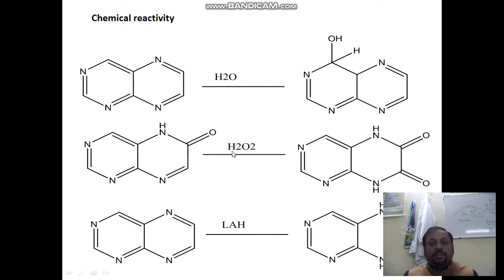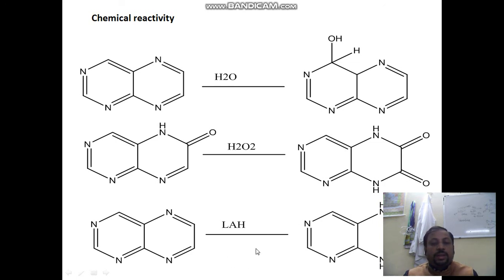So when the amide is treated with, we can say, hydrogen peroxide, this part also gets oxidized, this carbon also gets oxidized to form the diamide type of molecule. One amide here and another amide here, so we get a diamide type of molecule.